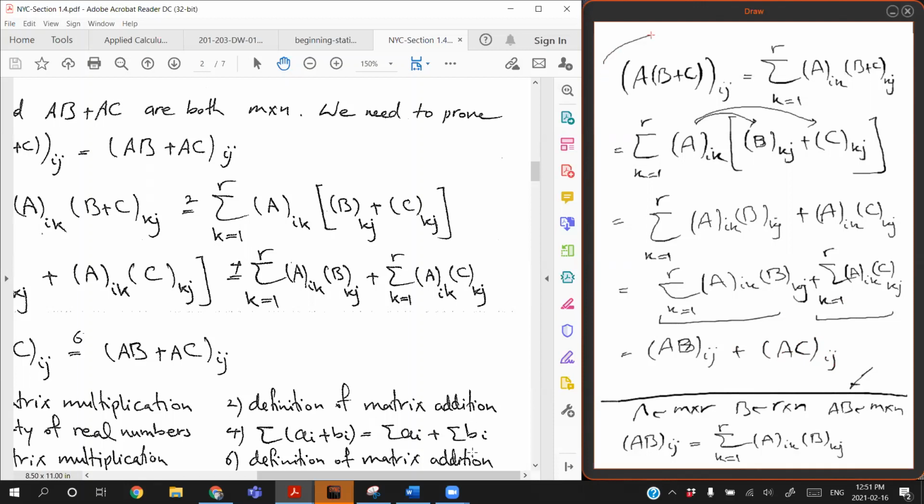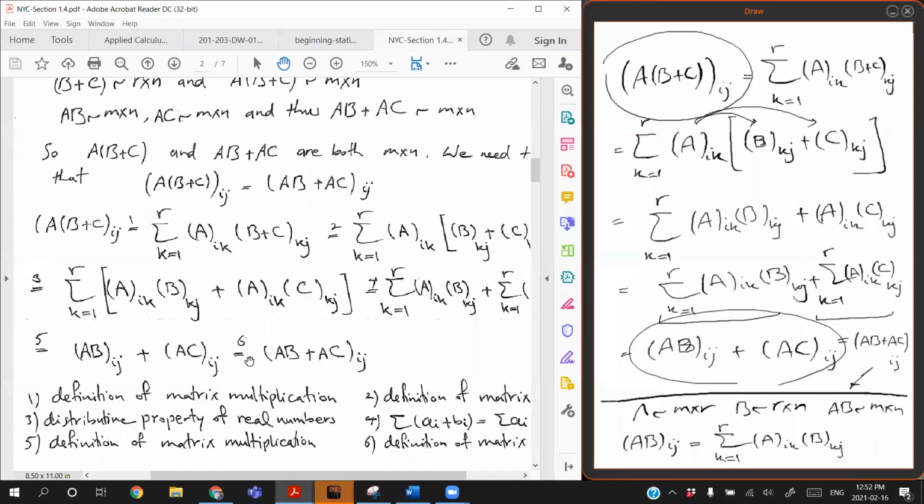So I began here, I ended up here. I showed that the entry on the ith row and jth column of this matrix is the same as the entry on the ith row and jth column of this matrix. There is one last step. This is (AB + AC)_ij, and here I'm using the definition of addition from the last step.